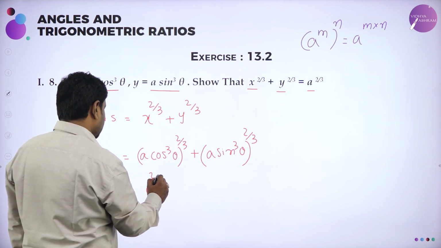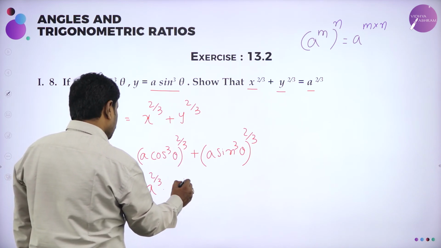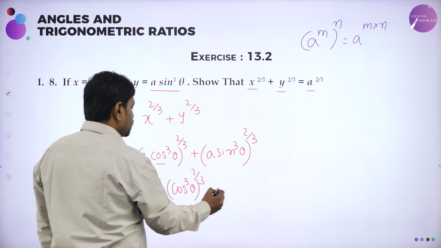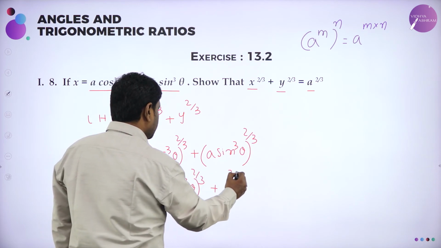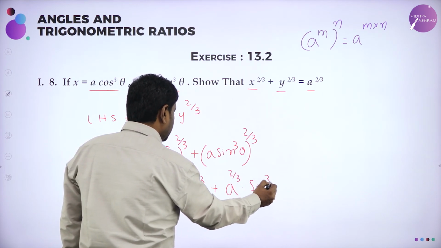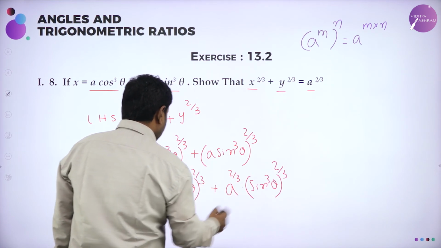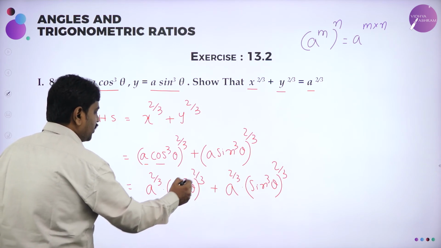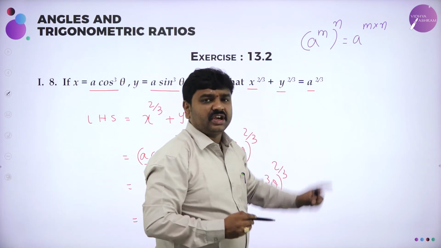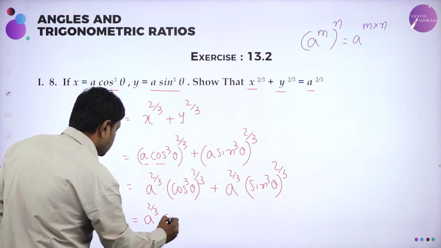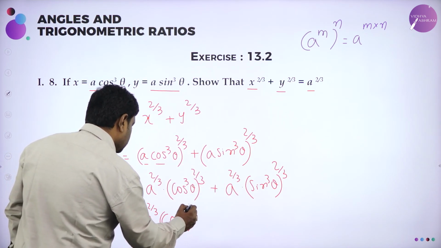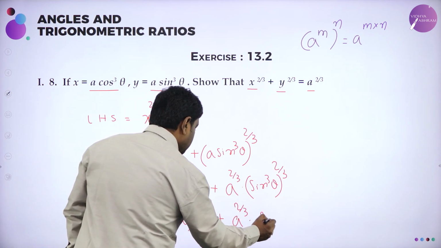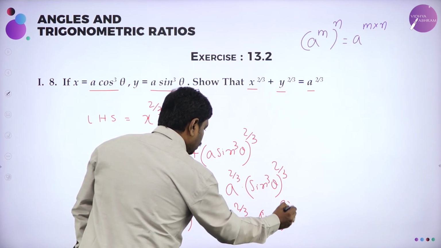A power 2 by 3 I'll take inside into cos cube theta power 2 by 3. This power 2 by 3 will be for both. Similarly, again take 2 by 3 inside, so it will become a power 2 by 3 into sin cube theta power 2 by 3. Now, a power 2 by 3 is common, so let it be a power 2 by 3. Now, I'll use law of indices. A power m whole power n can be written as a power m into n. So, I'll write this as cos theta whole power 3 into 2 by 3. And similarly, here I have a power 2 by 3. So, I'll write sin theta whole power 3 into 2 by 3.